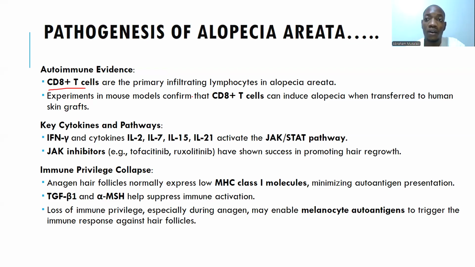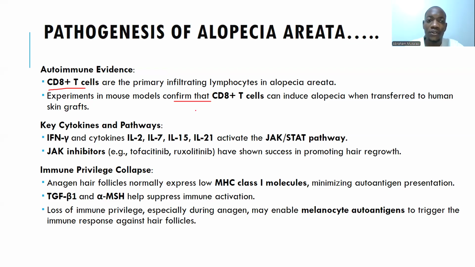So this is what triggers the destruction of these cells at the base of the hair follicle. But this does not affect the stem cells. That's why the hairs are able to grow after you have stopped the inflammatory process. And experiments in mouse models confirmed that CD8 cells can induce alopecia when transferred to human skin grafts. So meaning that if you get these CD8 cells and put them in haired skin of a human, you'll find that you're able to induce alopecia, meaning that these cells can directly target the keratinocytes at the base of the hair follicle.